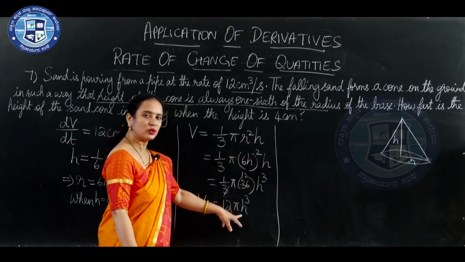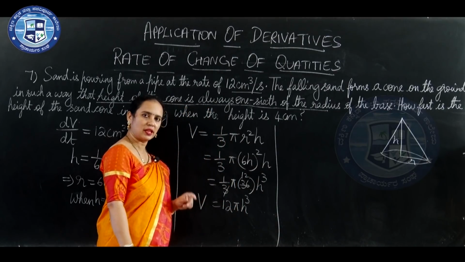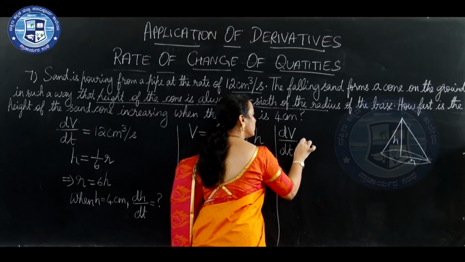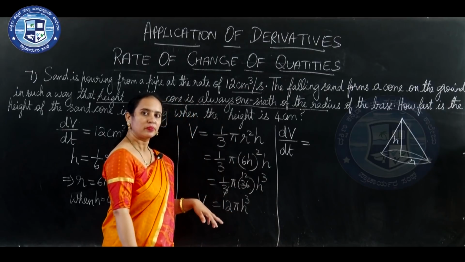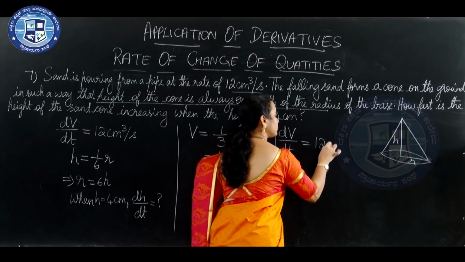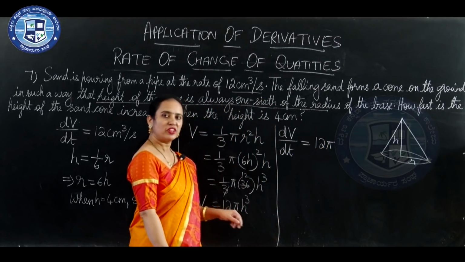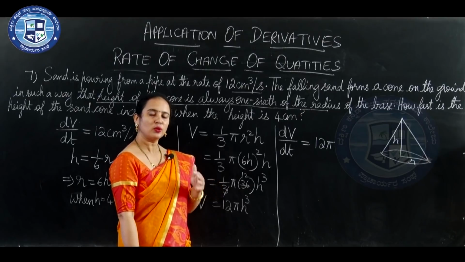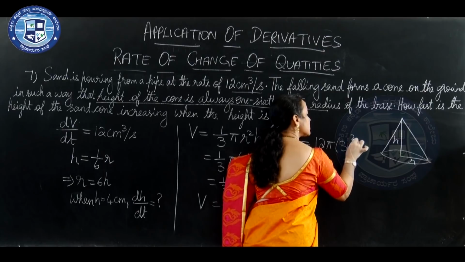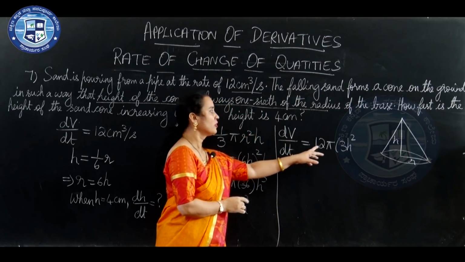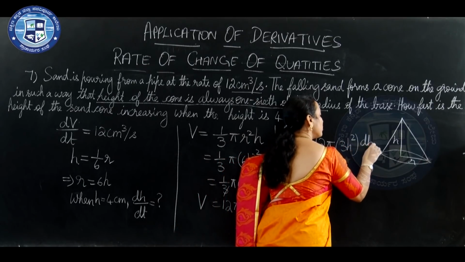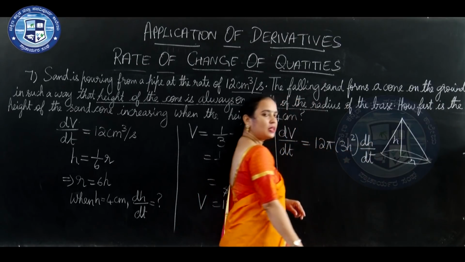Now we have reduced it to one variable. So this is the time to differentiate. Let's differentiate volume with respect to t. So dV by dt is equal to 12 pi as it is. H cube, when you differentiate, bring the power down and subtract 1 from the power. So you will get 3h square. Don't forget, we are differentiating h with respect to t. So you have to write dH by dt.